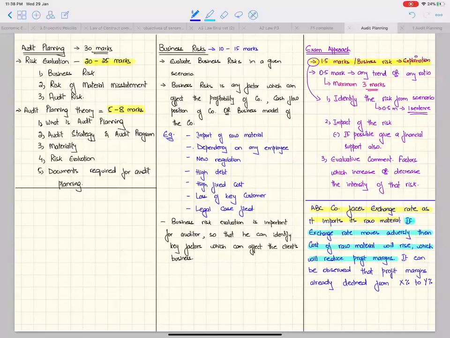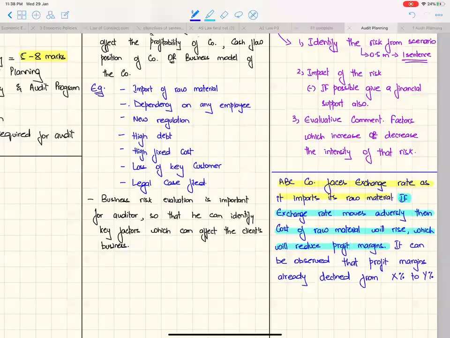Now, listen carefully. For the evaluative comment, you have to read the scenario. For example, if it is written in the scenario that the company does not use forward exchange contracts, then the evaluative comment will be that due to lack of forward exchange contracts, this risk is higher. Now, you don't need to give a hypothetical evaluation. You have to read the scenario. The examiner will provide the evaluative comment within the scenario, and you need to identify it.